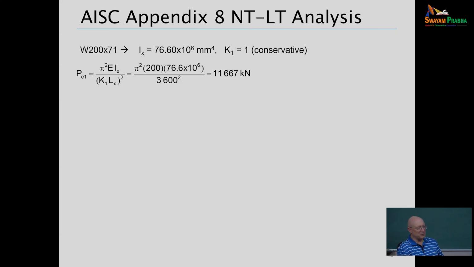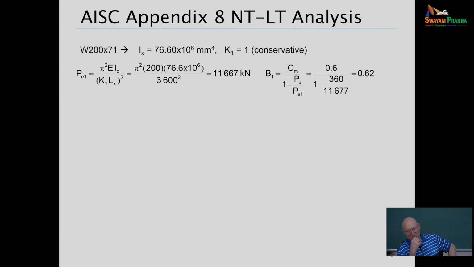Since I know that, I'm just going to be conservative and use K1 equals 1. If I'm going to get a B1 larger than 1 with a K less than 1, I'll get it, and with K1 equals 1 I'm getting essentially a smaller PE1. So 667 is the non-sway or braced elastic buckling load of the column on the left.